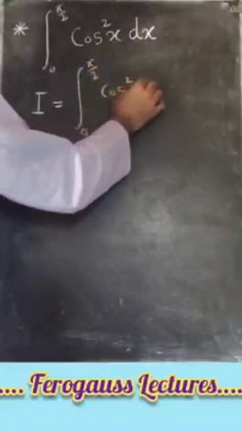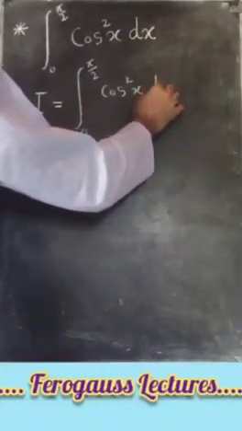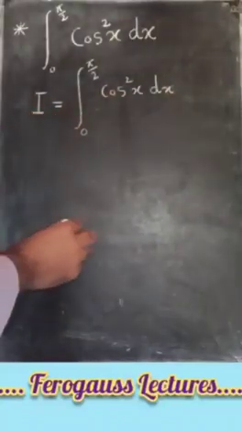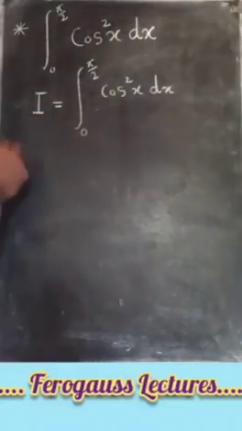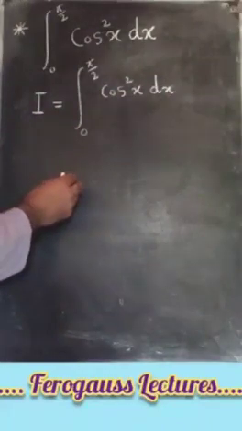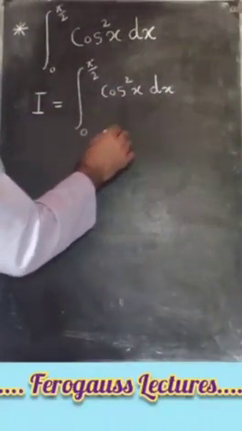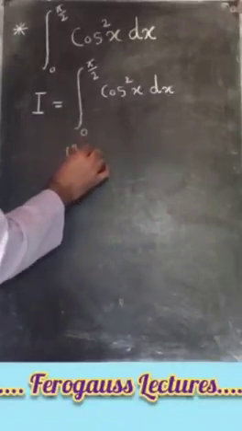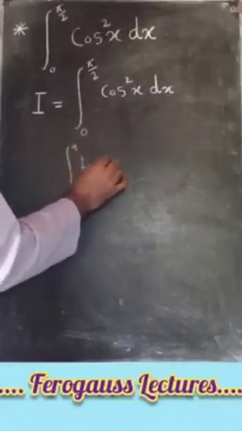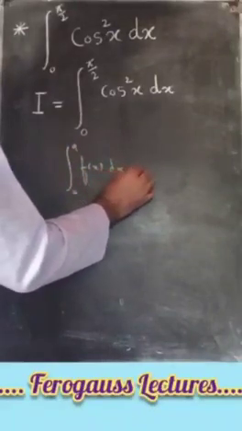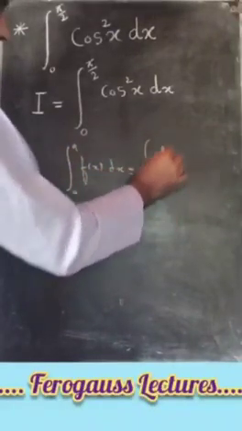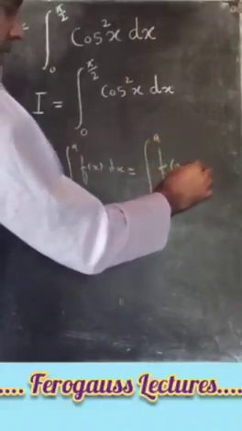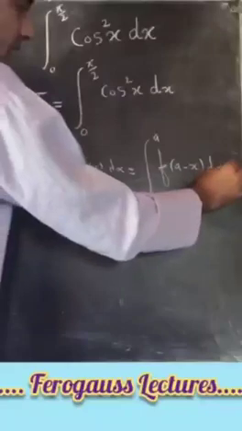cos square x dx. Now we have to find I. Okay? We know that by property of definite integrals, integral 0 to a f(x) dx is equal to integral 0 to a f of a minus x dx.